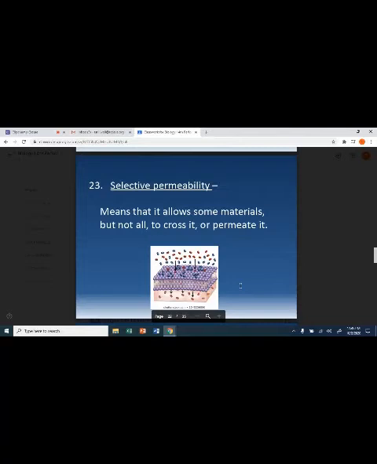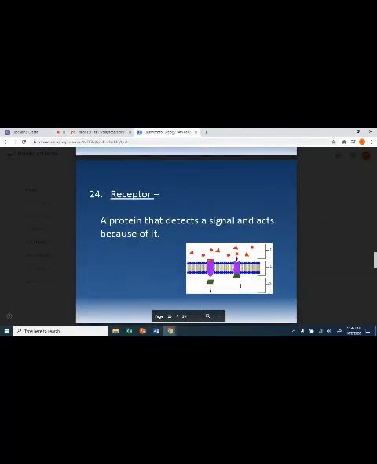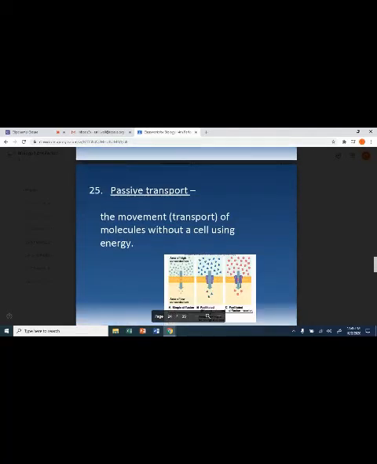Selective permeability. It means that it allows some materials into the cell or out of the cell, but it doesn't let everything. It's picky, it's choosy about what it lets in and out. A receptor is a protein that detects a signal and acts because of it. This could be a signal recognizing other cells, or a signal for the cell to release a certain type of nutrient or hormone, or whatever the purpose of that protein is.